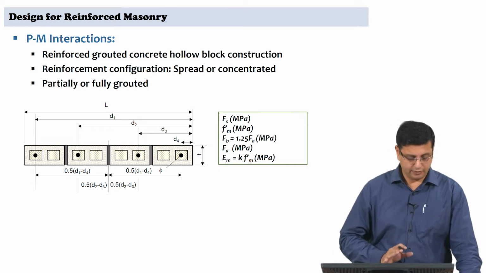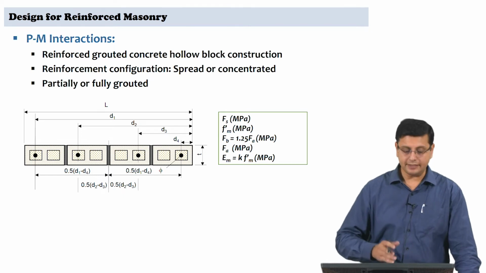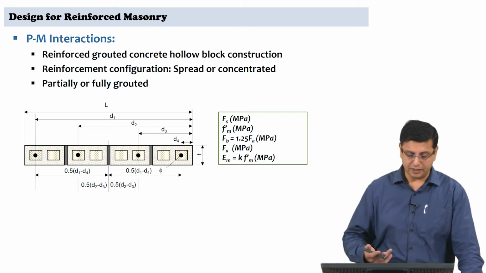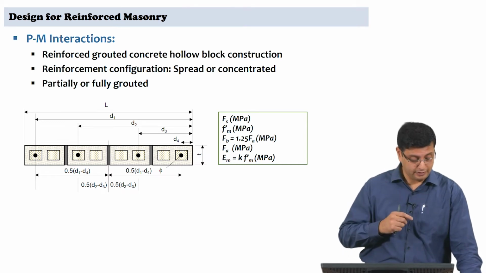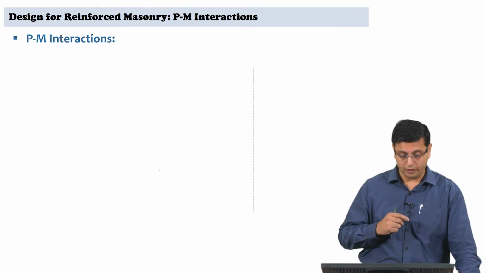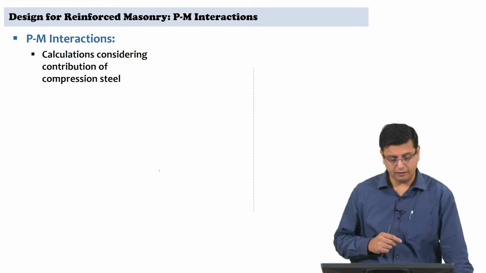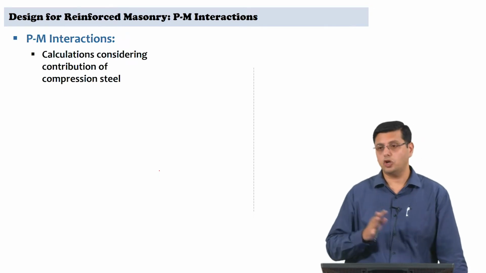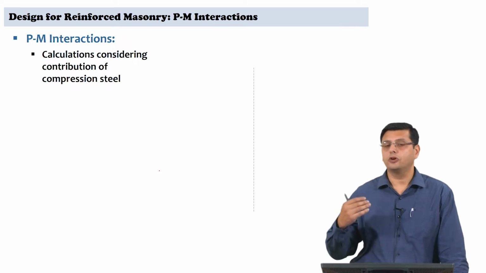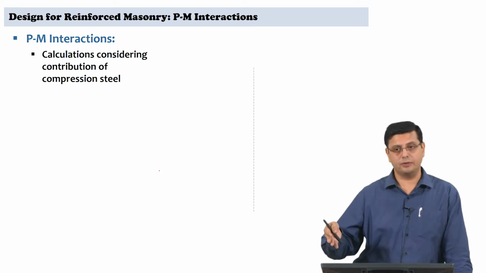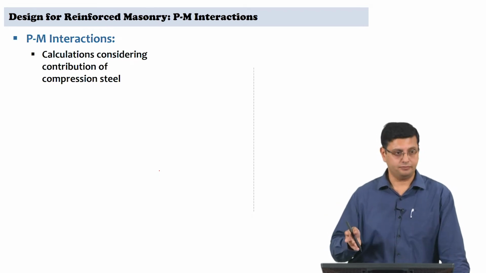Okay, so with this configuration in mind, please do keep this configuration in mind. We will start looking at different zones and the expressions that we can use for the calculations of the moment capacity for a given level of axial load itself. So, the PM interaction curves, one choice that you should make in your calculations is whether the contribution of the steel reinforcement to the compression resultant is going to be considered or not, right.